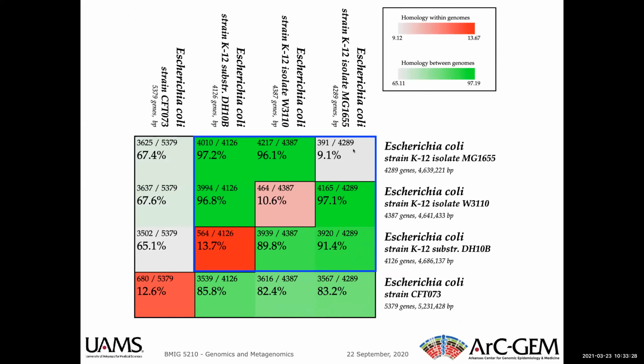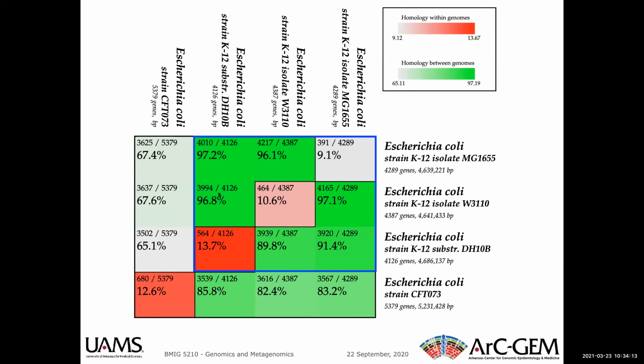What we could do is also color code this so that you could see that if they're strongly similar, they're more green up here. And within the genome, on this diagonal, if you have lots of duplicates, it's more red. So out of 4,126 genes in this particular strain, there were 564 homologs internally. That's 13% of the proteins having internal homologs, basically duplicate genes, if you will. So the diagonal is looking at internal homologs, and the rest is looking at the homology between them.